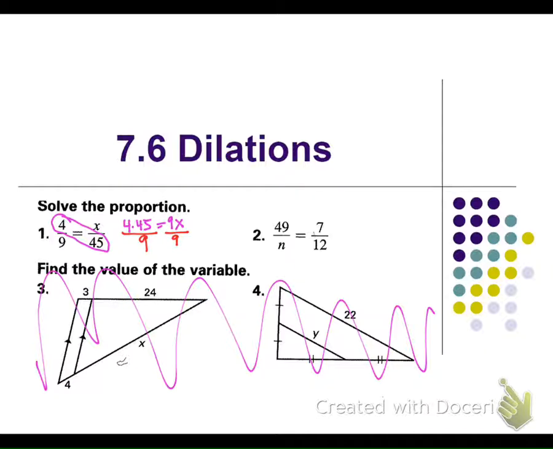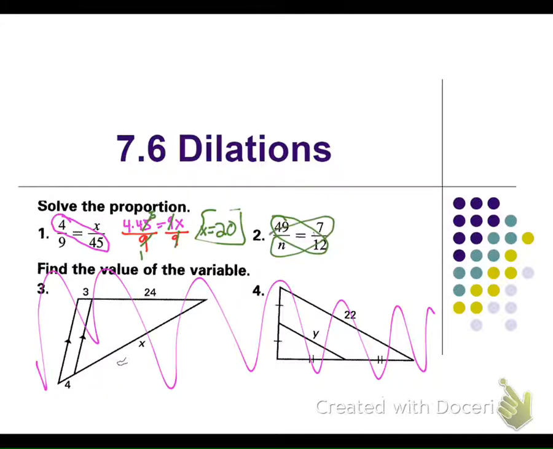Does 9 go into 4 or does 9 go into 45? Goes into 45. How many times does 9 go into 45? Yep, it goes into 5. 9 goes into 9 one time. So we multiply the things in the numerator. 4 times 5 is 20. It's over 1, but we know anything divided by 1 is itself. So x equals 20.